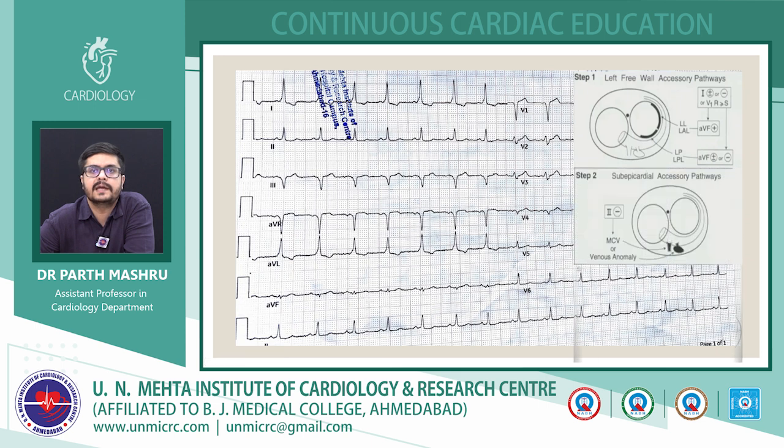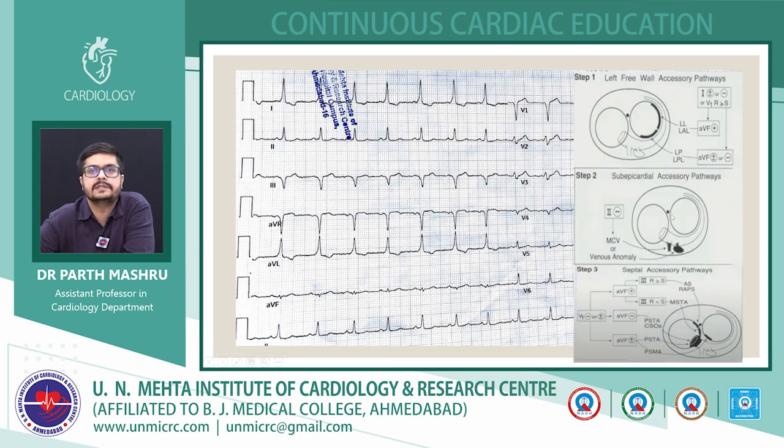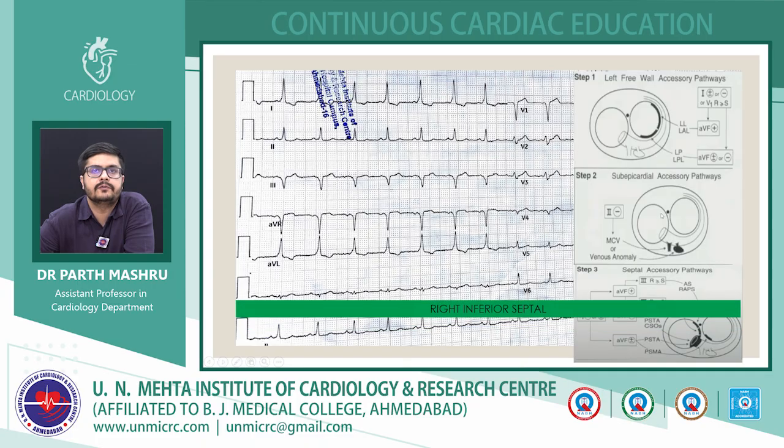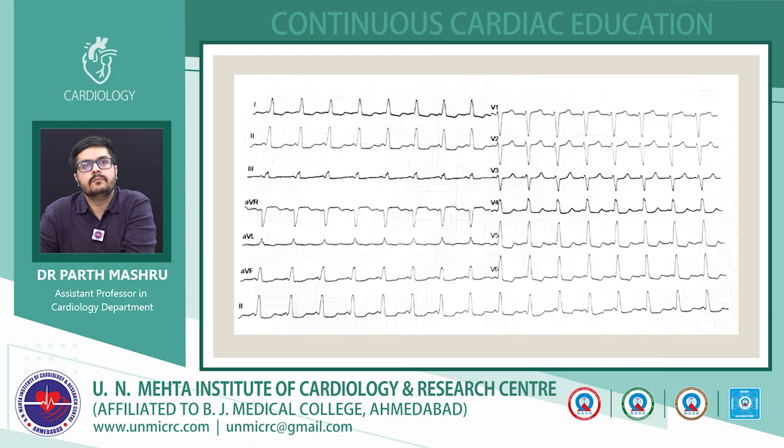Okay, so if you apply the algorithms again, you will reach the diagnosis of right inferior septal region. So now moving on to the next ECG. Again, before applying any algorithm, we see by logic lead V1 is more negative, so the pathway is most likely towards the tricuspid annulus. Then we look at the inferior leads 2, 3 and AVF, all three are positive. So the pathway is most likely on the anterior surface of the tricuspid annulus.